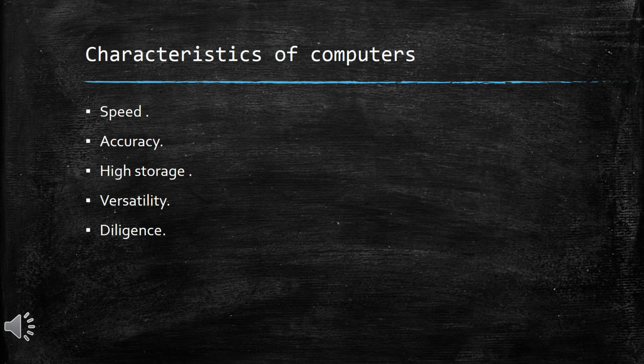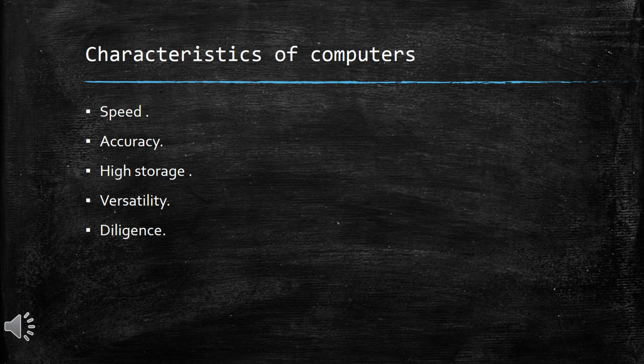Now the second one is accuracy. It will give the perfect or the right answer to your solutions. That means it will give the right answer unless and until you make a mistake. If you give wrong commands, definitely it will give you the wrong answer. So unless and until you put the right questions or write the right commands to the computer, it will give you the accurate answer.